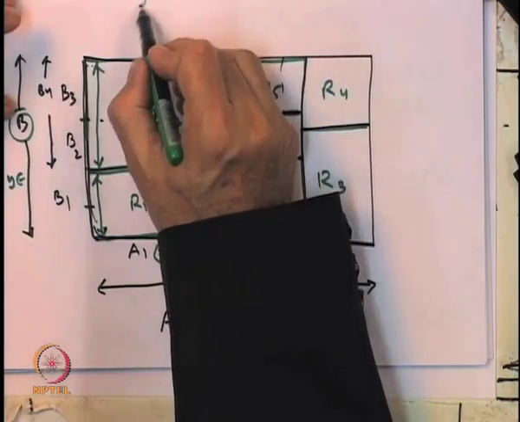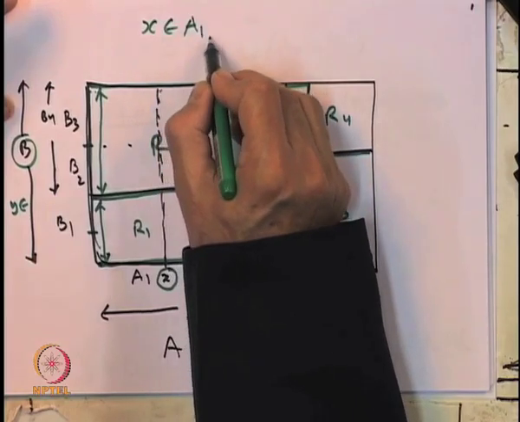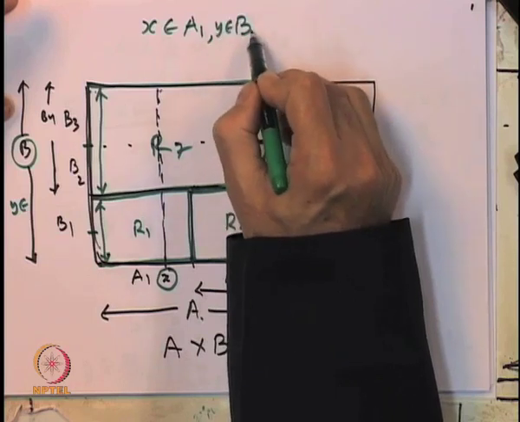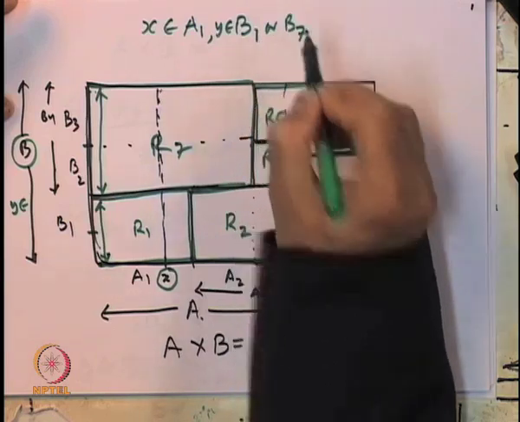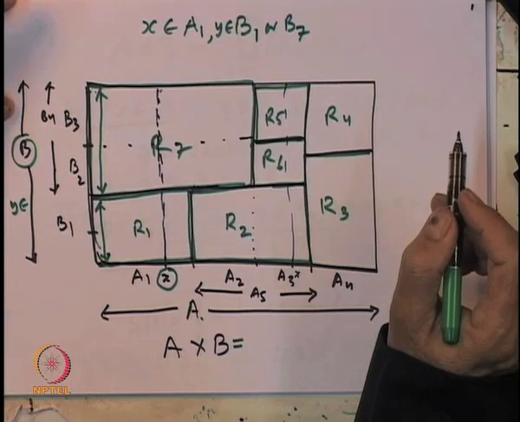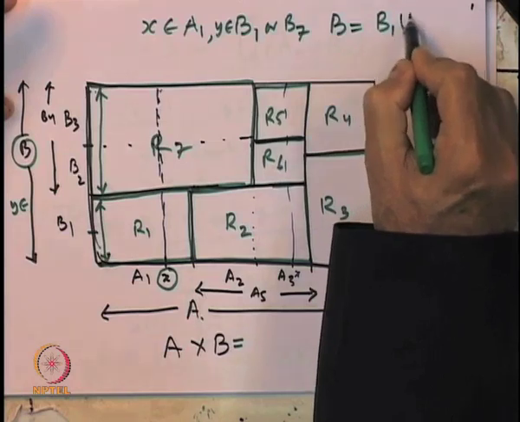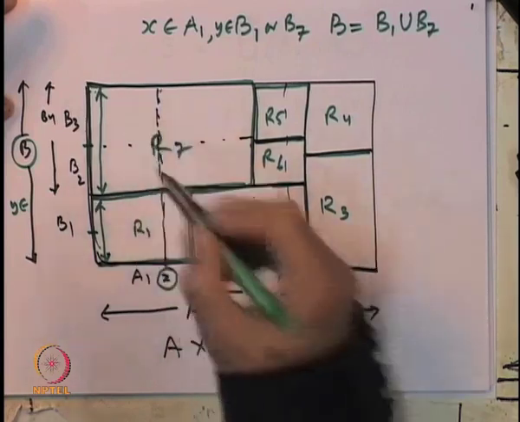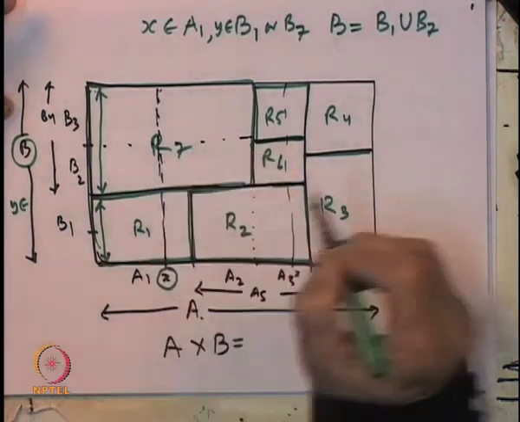So, if x belongs to A 1, then y can belong to B 1 or B 7. So, that means B will be equal to B 1 union B 7. B 1 is the width, the height of R 1 and B 7 is the height.